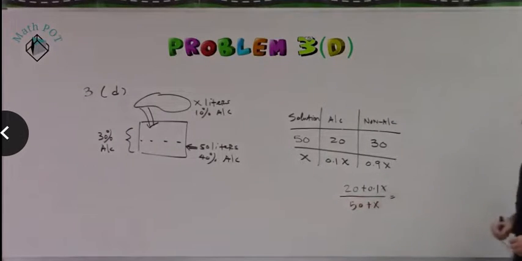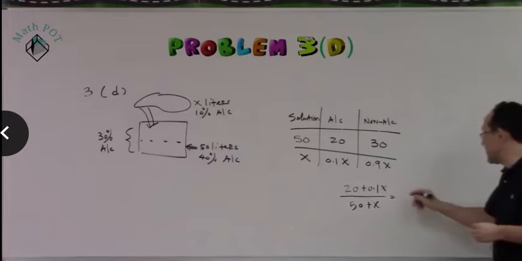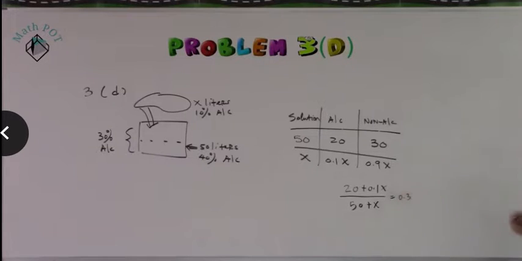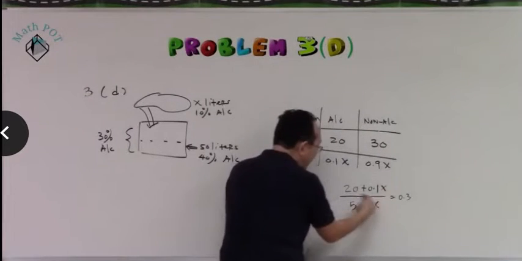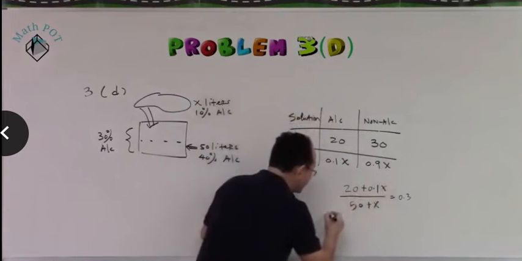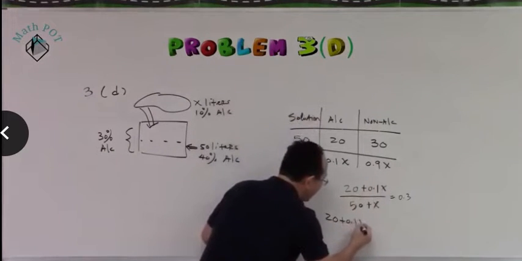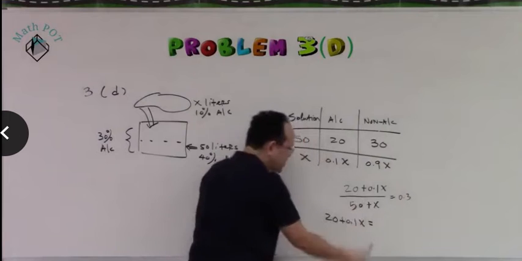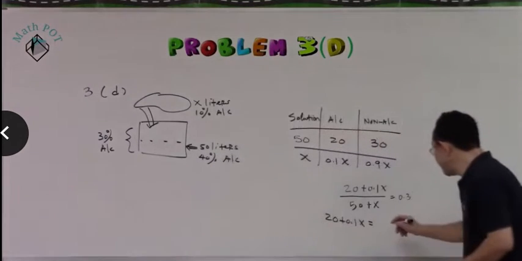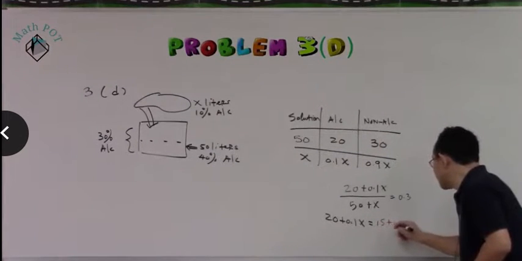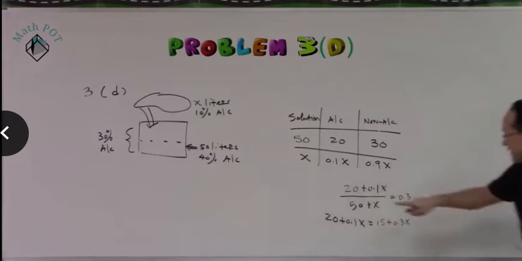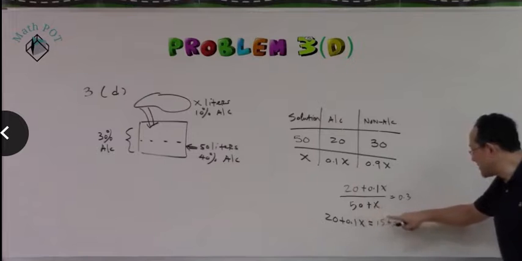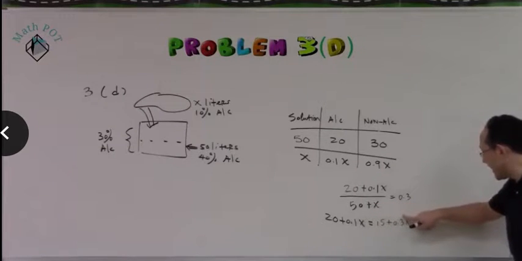Because we already have decimals here, let's change everything to decimals. 30% is 0.3. But how do we solve this? The best way is to multiply both sides by 50 plus x. This side gives us 20 plus 0.1x. On the other side, 50 multiplied by 0.3 gives us 15, plus 0.3x, since we multiply each term by 0.3.